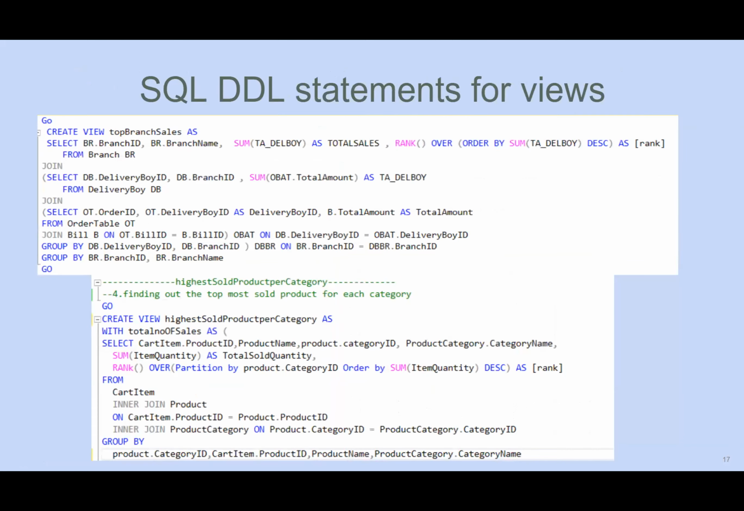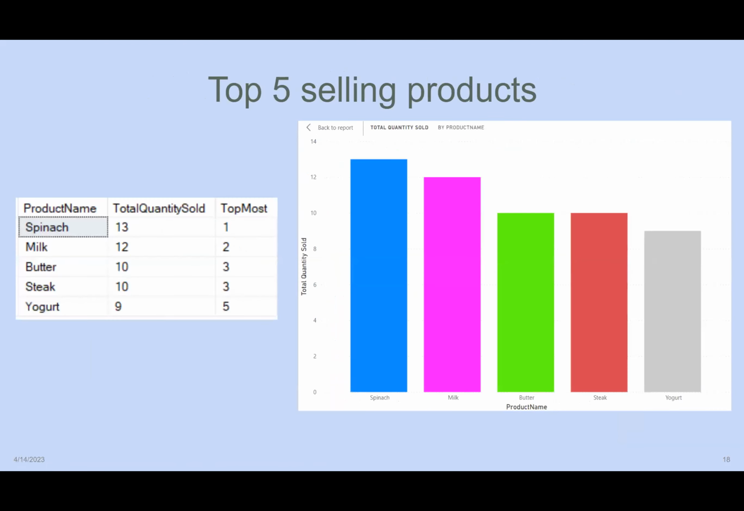Coming to the next slide, these are the detailed statements for the above two views. Coming to the next slide, this is the top 5 selling products of all categories in all the branches. This report helps in acquiring these products in bulk at cheap prices, and also to renew these stocks very frequently.